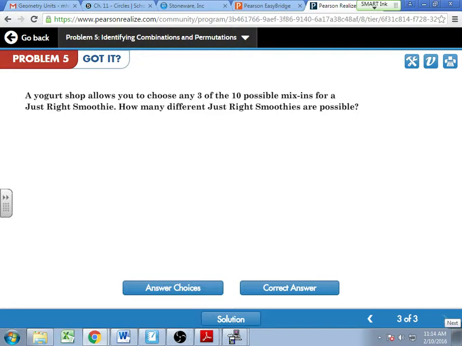Try this out. This one should be easy to determine permutation or combination because you're at a yogurt shop choosing 3 of 10 mix-ins. So that's our base bowl, you get 3 mix-ins. Can you pick the same one twice? No, because then you'd still have only made one choice. They just might double it.